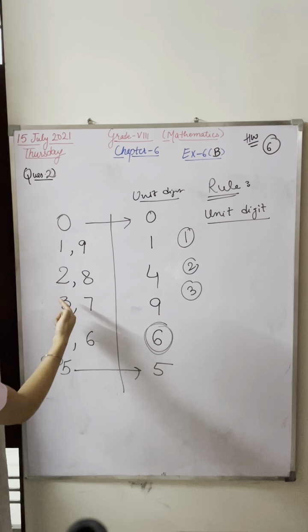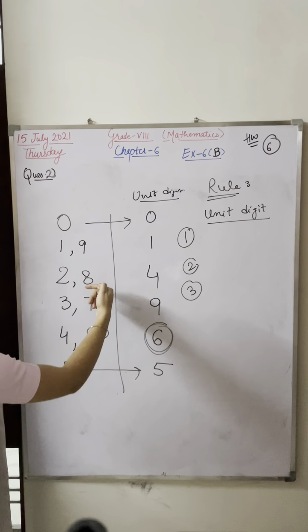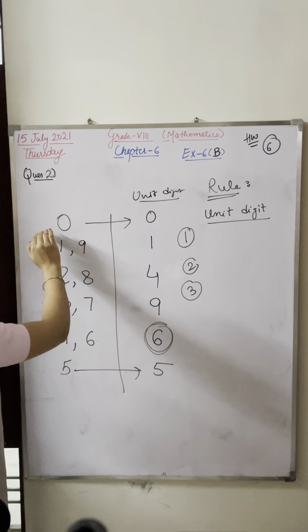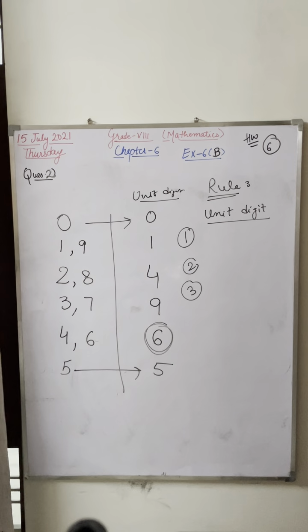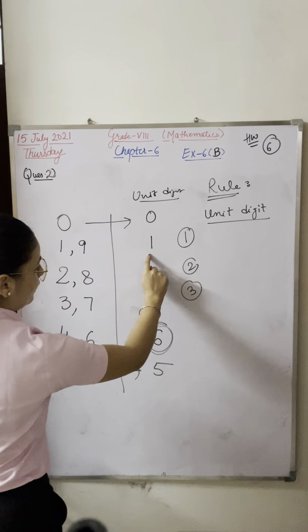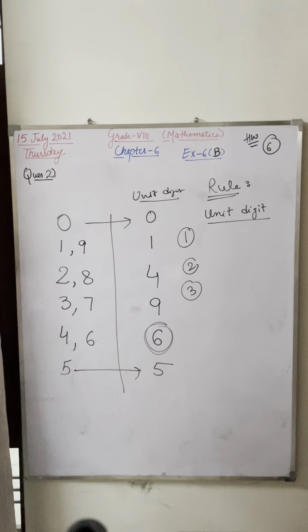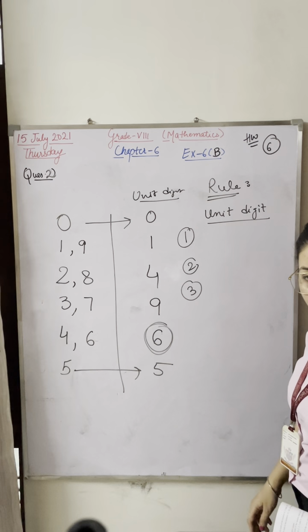0, 1, 2, 3, 4, 5. Nothing here. Now 6, 7, 8, 9, and put commas in between these 4. First is 0, it will be 0, and last 5 will be 5. Here you write the square of 1, square of 2, square of 3, and you have to learn it as 6. That's it. Any doubt how to learn this table?